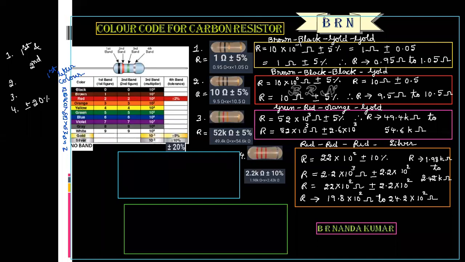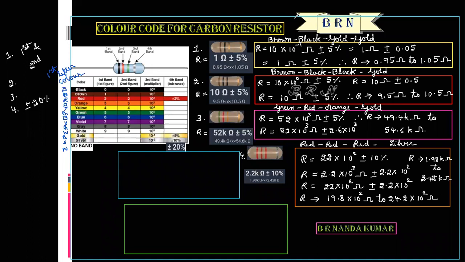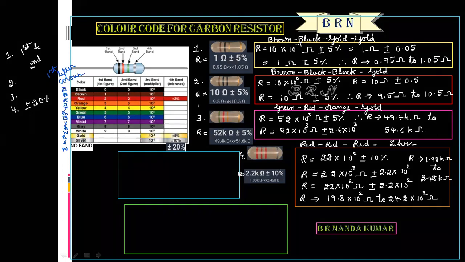So what is the answer here? R value is 2.2 kilo ohm plus or minus 10%. The resistance range is 1.98 kilo ohm to 2.42 kilo ohm. So this is the value of R. Okay, now look at the next example.